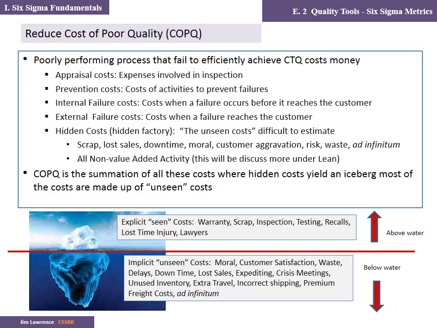Now, the cost of poor quality is sometimes hard to identify in its totality. Poorly performing processes fail to efficiently achieve the critical to quality objectives and cost money. Appraisal costs, prevention costs, internal failure costs, external failure costs, and hidden costs are all embedded in cost of poor quality. COPQ is a summation of all these costs, where hidden costs yield an iceberg, where most of the costs are made up of unseen costs.